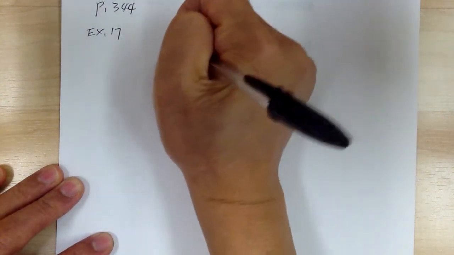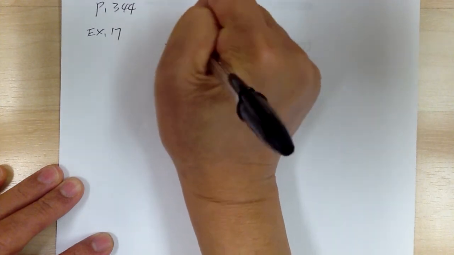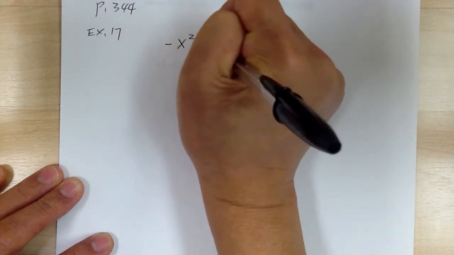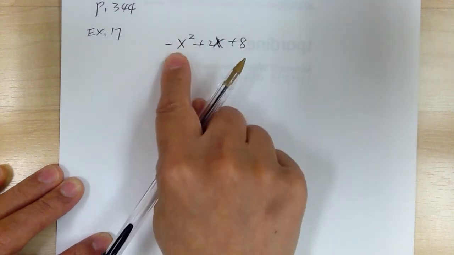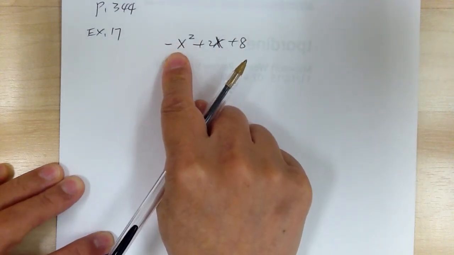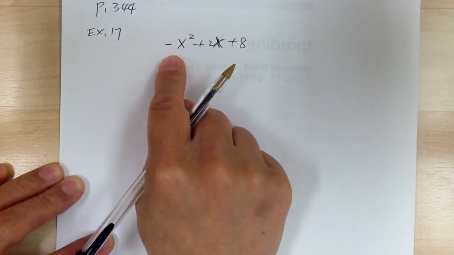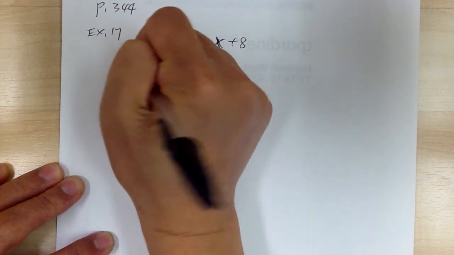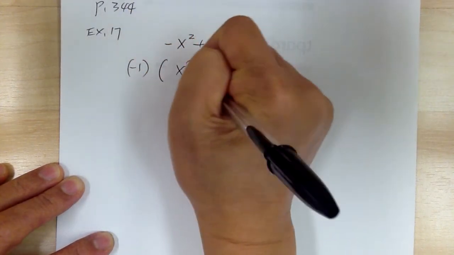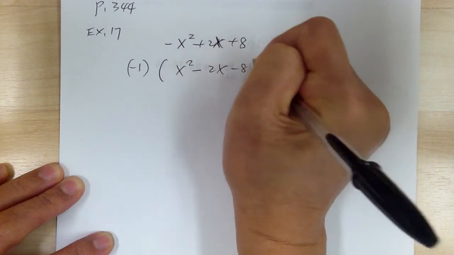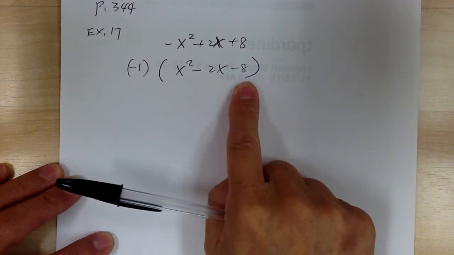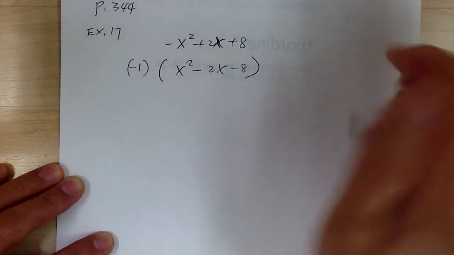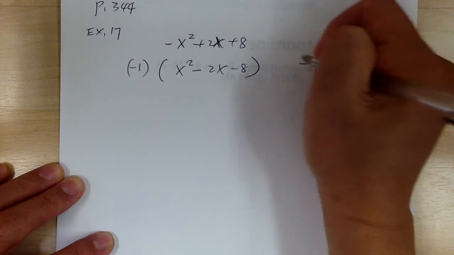Again, first you arrange this in the correct order: negative x squared plus 2x plus 8. Notice the negative is part of your term, but you don't want to factor with a negative in front. So you factor out the negative 1 first. That's your step 1. Now you go to step 2, perfect squares. This is not a perfect square, so you need to go to step 4, master product.